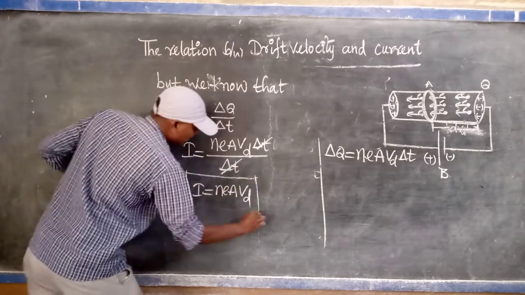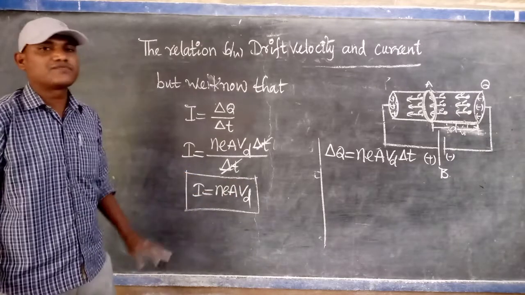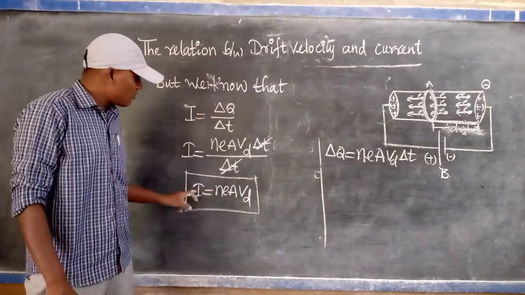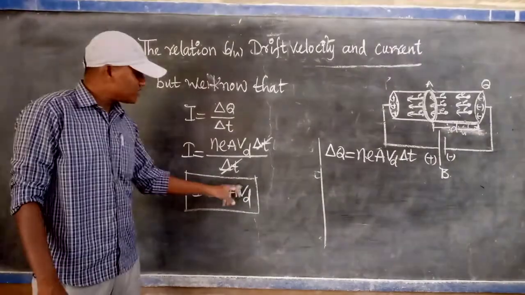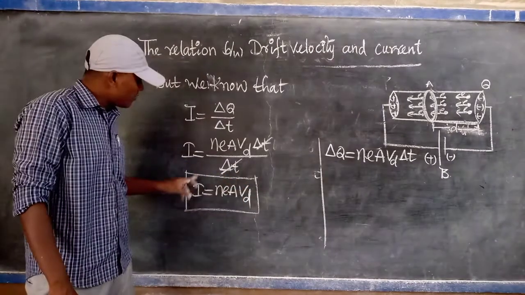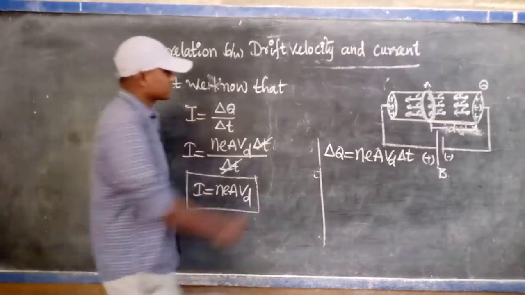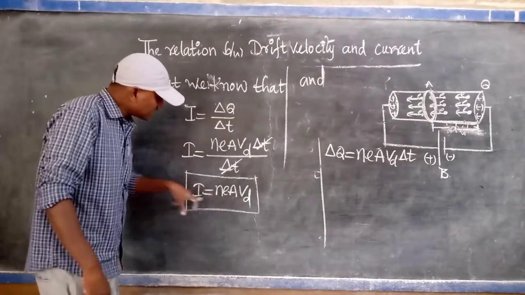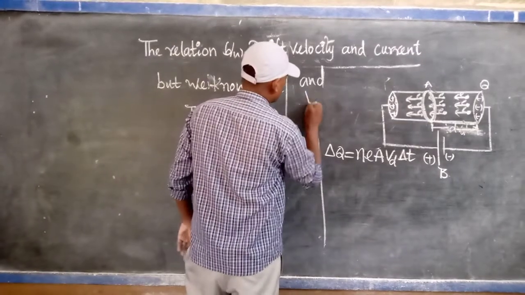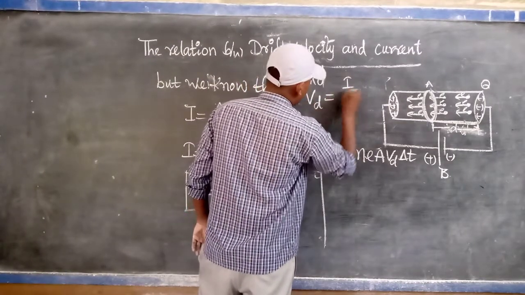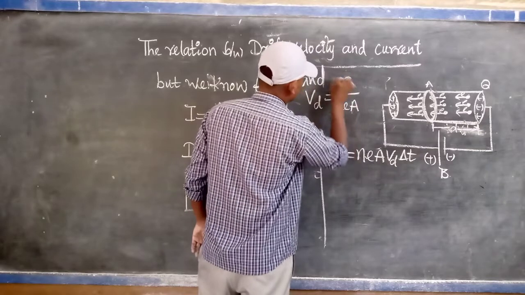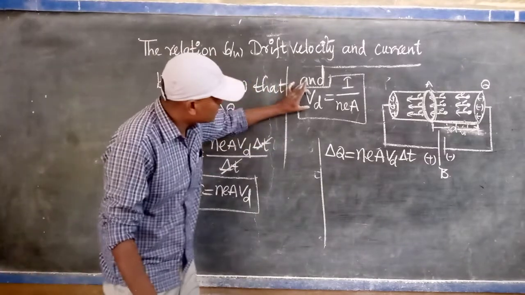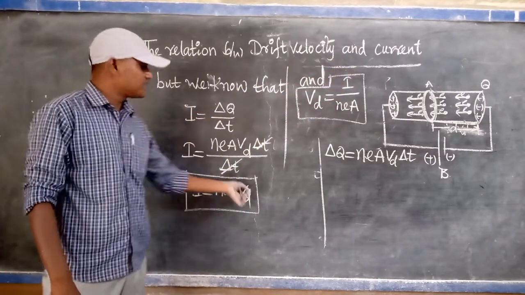This is the relation between current and drift velocity. If the drift velocity of electrons increases, the flow of current also increases. If the drift velocity of the electrons decreases, the flow of current also decreases. And this nEA is transferred to the left hand side. Then Vd is equal to I upon nEA. So this is the formula, the relation between drift velocity and current.